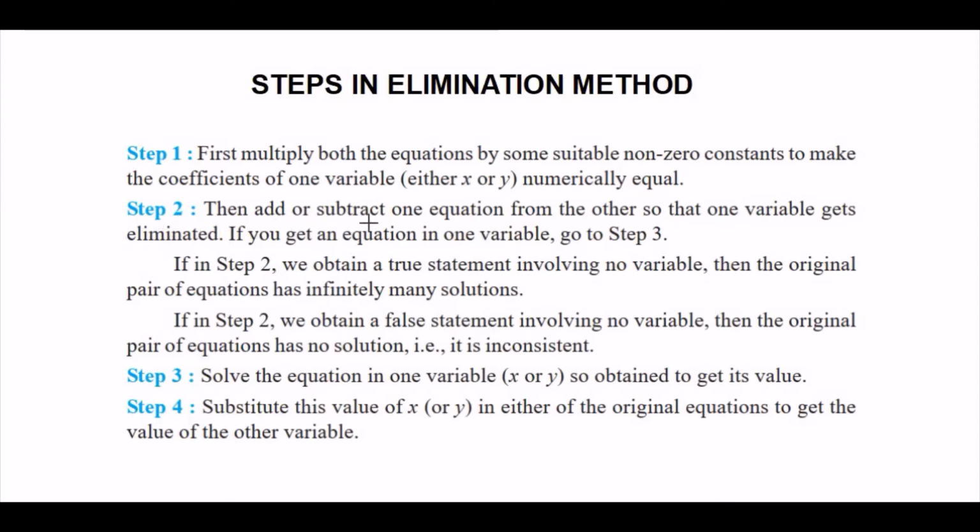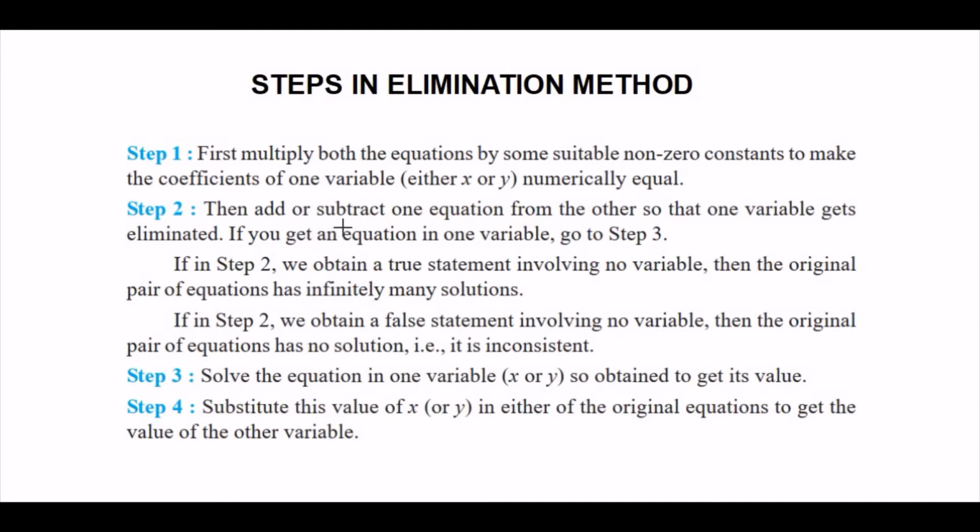Step 2. Then add or subtract one equation from the other so that one variable gets eliminated. So after making the coefficients equal, you have to either add or subtract the equations to get it eliminated. If you get an equation in one variable after this step, then you can go to step 3, that is, solve that equation in one variable and get the value of that variable, and after that substitute in either of the original equations and get the value of the other variable. That is, you have got the solution.